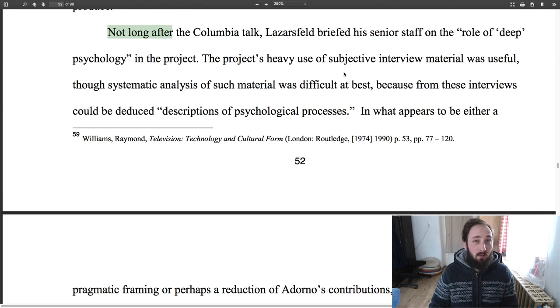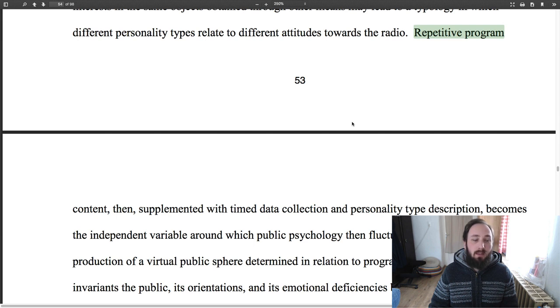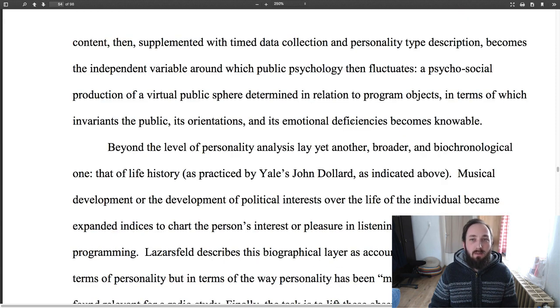Deep psychology? Repetitive program content, then supplemented with time data collection and personality type description, becomes the independent variable around which public psychology then fluctuates. A psychosocial production of a virtual public sphere determined in relation to program objects, in terms of which invariance the public, its orientations and its emotional deficiencies becomes knowable.